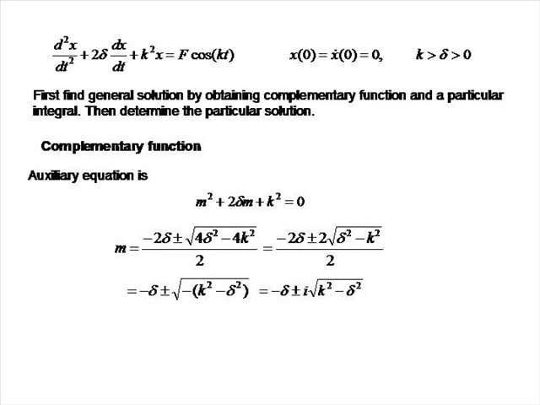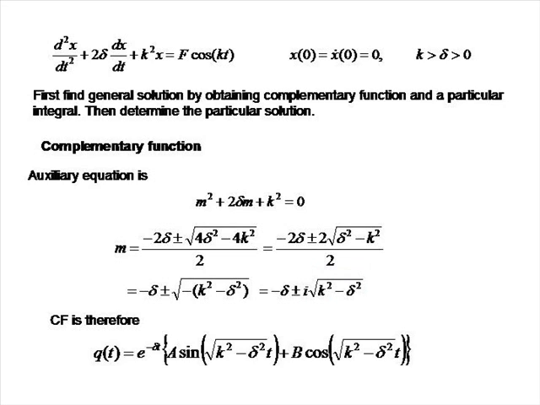So we can form a complementary function now by noting that the roots of our auxiliary equation are complex conjugate pairs. The real part, circled here, is minus delta. The imaginary part, circled here, is the square root of k squared minus delta squared. So this means we can form a complementary function being e to the minus delta t, all multiplied by a times sine of the imaginary part of our roots times t, plus b times cosine of the imaginary part of our roots times t. So that's our complementary function.